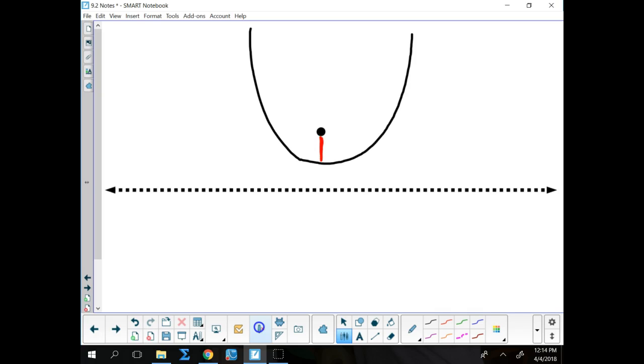Okay? So this distance here is the same as that distance there. This distance over here is the same as that distance there. Okay? Anywhere on this parabola, those are the same. Okay? The distance to the point and to the line are the same. Okay? That's what makes a parabola a parabola.